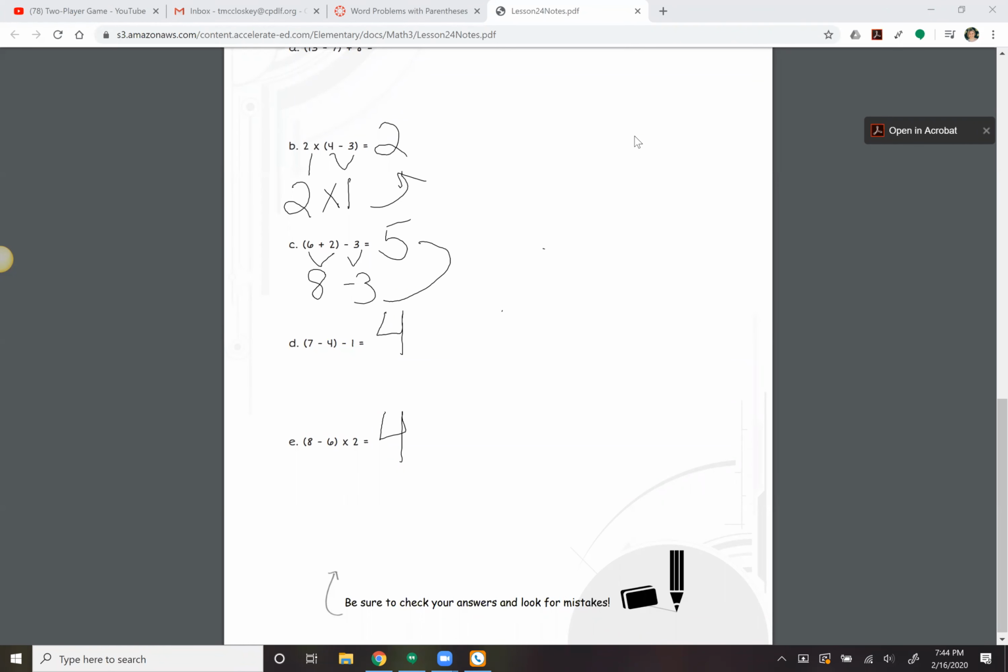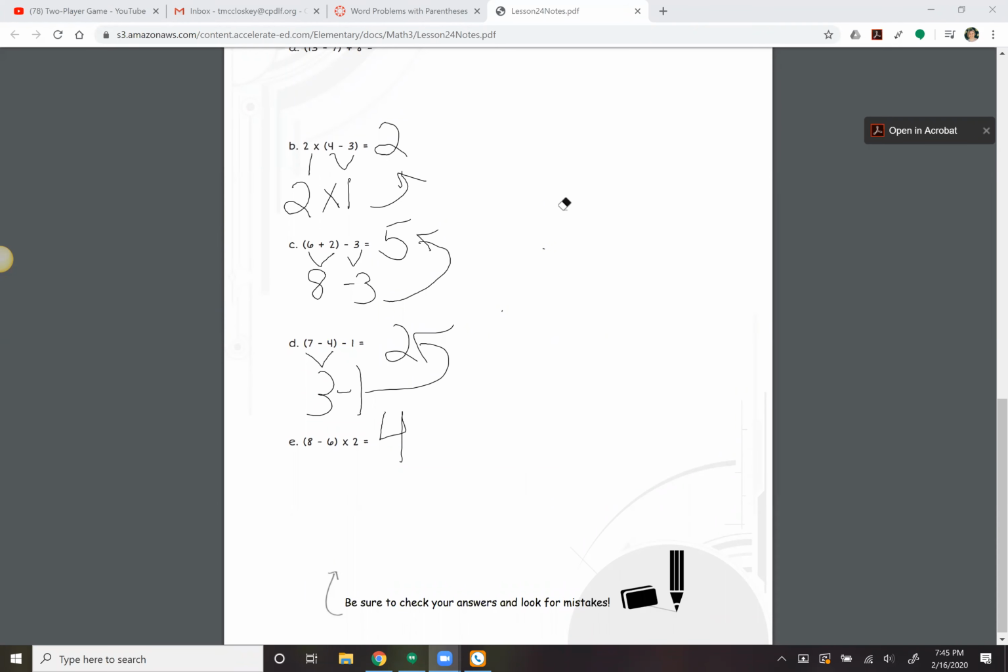Start with parentheses. 7 minus 4 is 3 minus 1. Uh-oh, what did I do? The answer is 2, Miss Tori. There we go. See, even I make mistakes. It's okay. Do you know what I did? That's a little messy. Let's try this again. Gotta be able to see what I did to know what I did, huh?